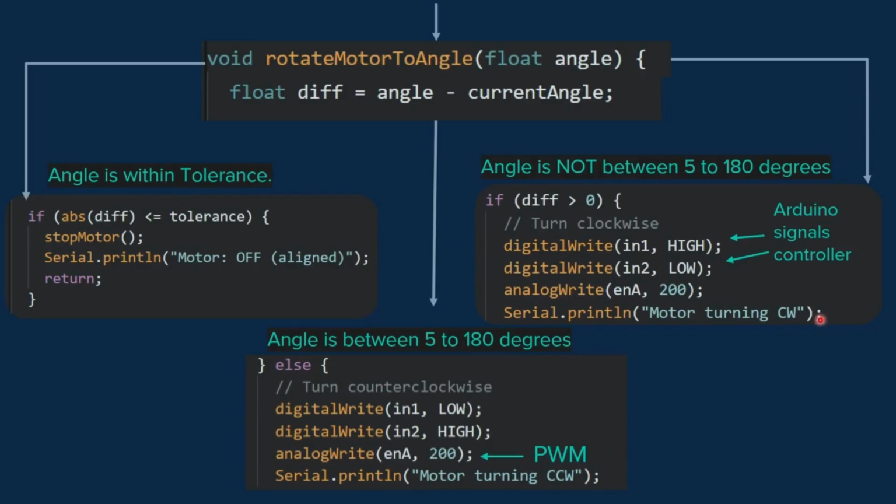If the angle is between 5 and 180, this means that the difference is negative. We change the inputs over here to low, high, meaning that it rotates counterclockwise. We establish the PWM, which gives the speed to our motor, and signal that it is rotating counterclockwise. That is how our code works.